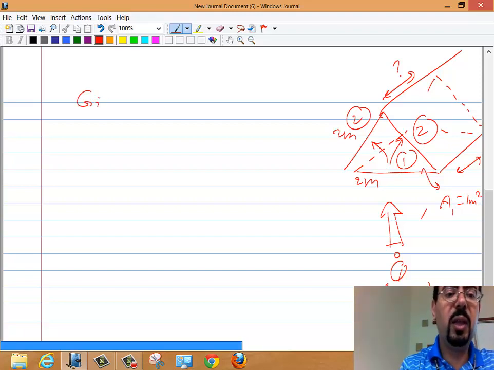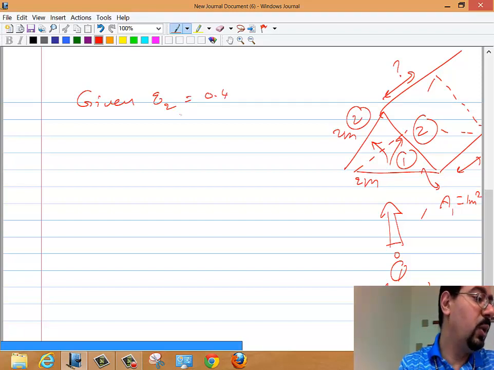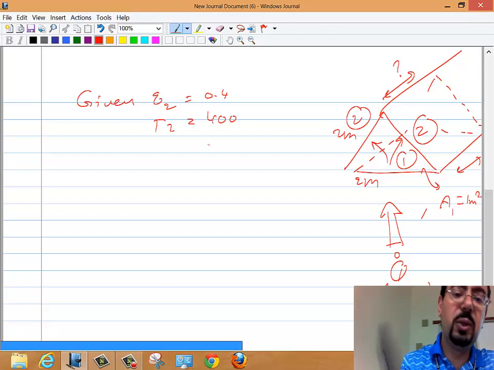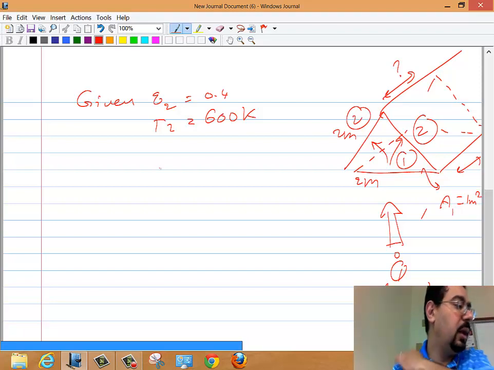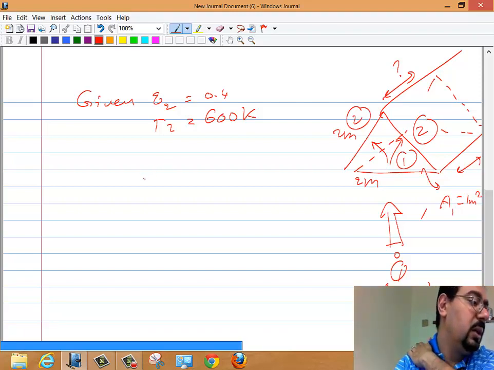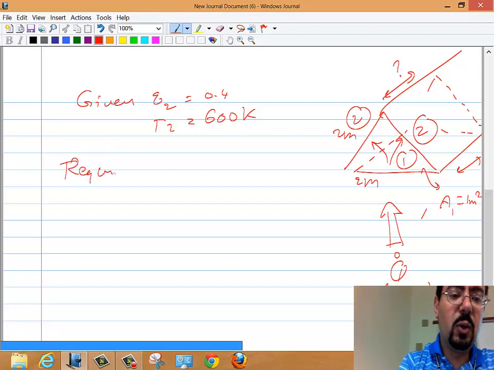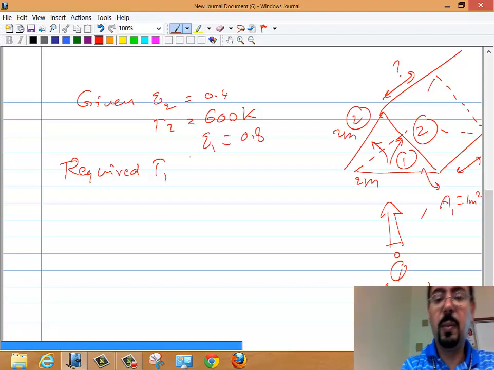Right? And so given epsilon 2 was 0.4 and it's maintained at 600 Kelvin, and neglecting the end effect, determine the temperature of the base surface. So required is T1, and actually epsilon 1 was also given, and epsilon 1 was 0.8. Solution.